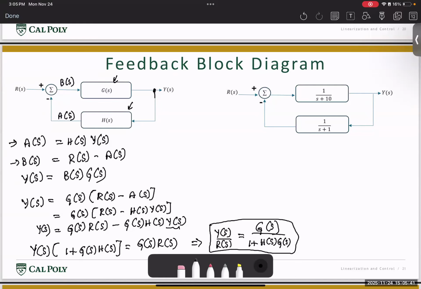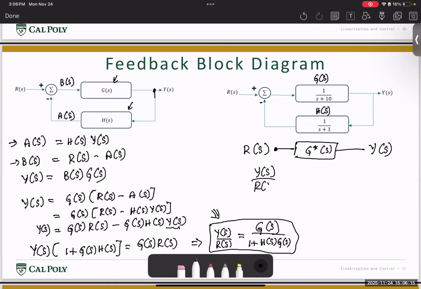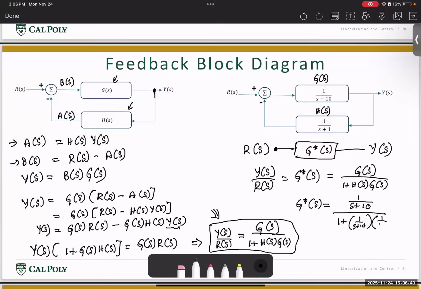In this example, I have a simple feedback system where the plant G of S is 1 by S plus 10, and then we have H of S given by 1 by 1 plus S. Then if I want to simplify this into a simple block, then I can say the reference input R of S goes into some function, which I'm going to call G star of S, that takes me to my output Y of S. Then using this equation, I can say my Y of S by R of S is G star of S. This is given by G of S by 1 plus H of S G of S. In this case, G star of S is nothing but 1 by S plus 10 divided by 1 plus 1 by S plus 10 times 1 by S plus 1.